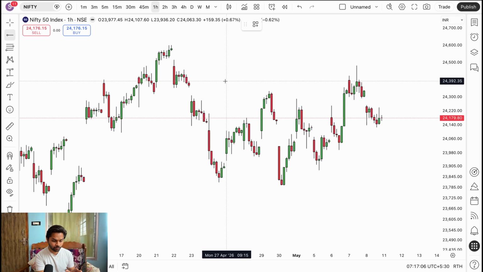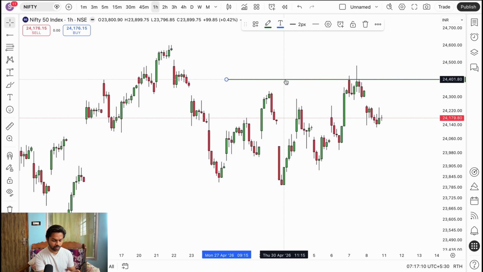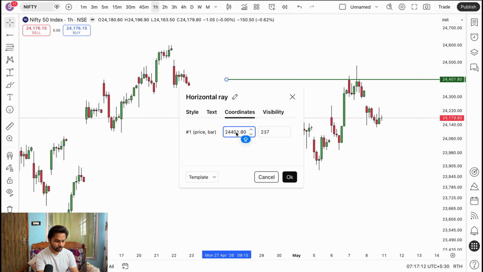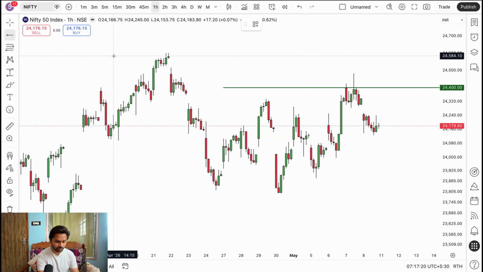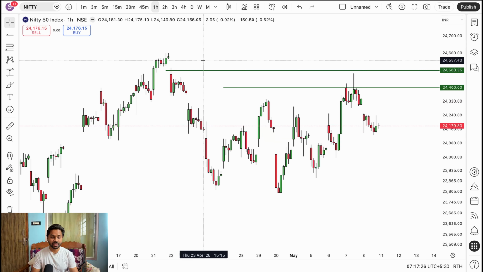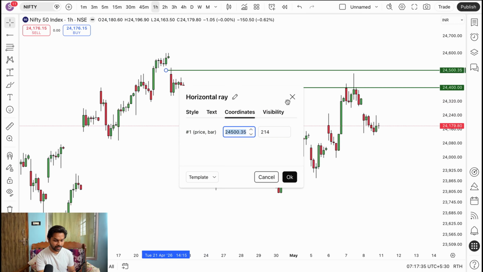Let me mark 24,400. Somewhere more or less around 24,400, let me make it exact for you. So 24,400 will be my resistance level on Nifty, and the next resistance will be 24,500. It will come close to around these levels. So now we have found that 24,400 and 24,500 is where the big sellers are sitting. This is my resistance zone.